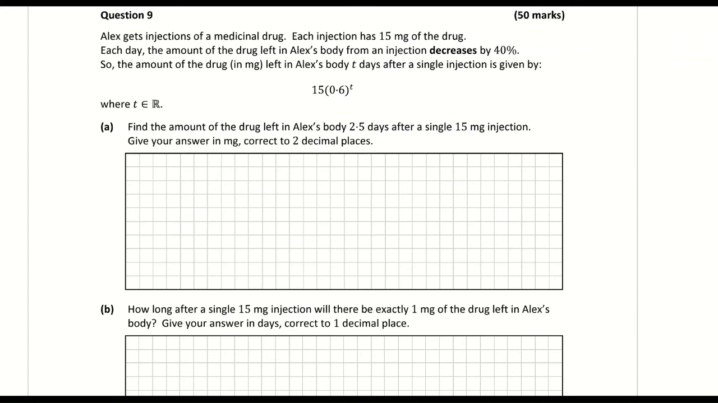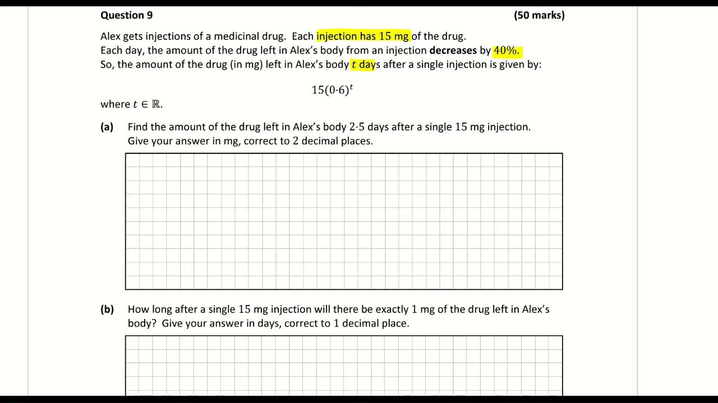Okay, so again, it's kind of text heavy here, but a couple of things we just need to remember. The injection contains 15 milligrams, decreases by 40%. So that's why it's gone to 0.6, because it's 1 minus 0.4. And it's in t days. So t stands for the number of days.